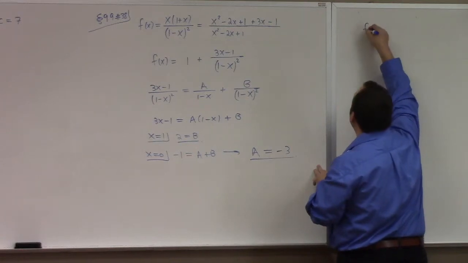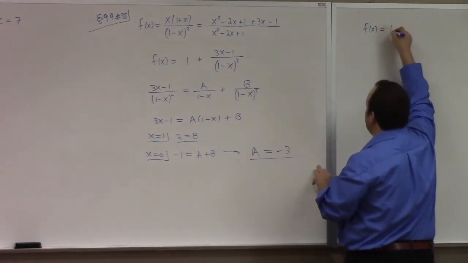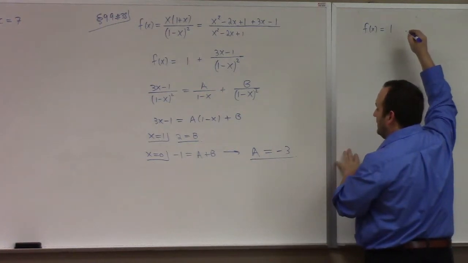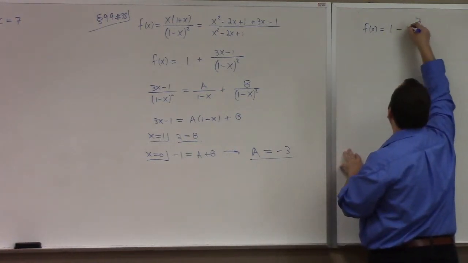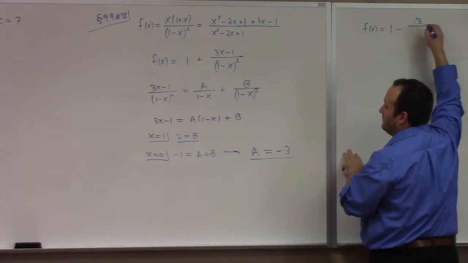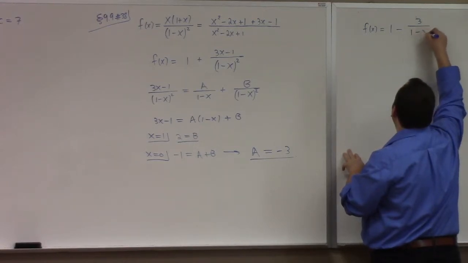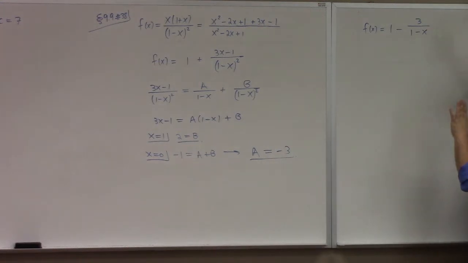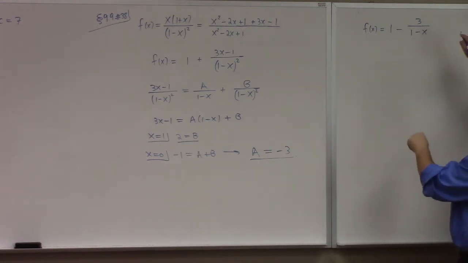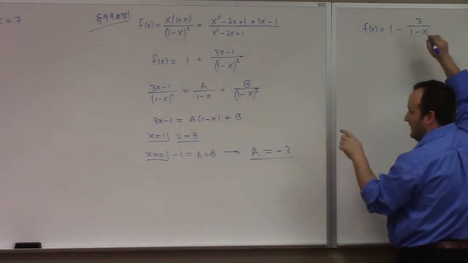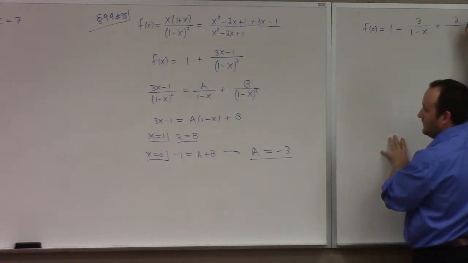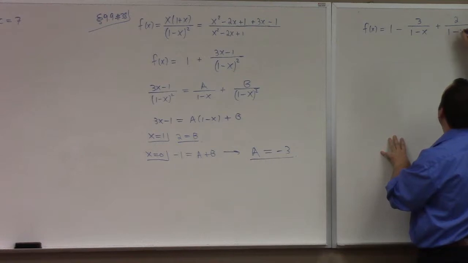So we have f of x is 1. All right, we know what to do with that. Not a big deal. Minus 3 over 1 minus x, right? That piece, again, is happy. This is geometric, almost done with that piece. And then this slightly less familiar piece, plus 2 over 1 minus x quantity squared.